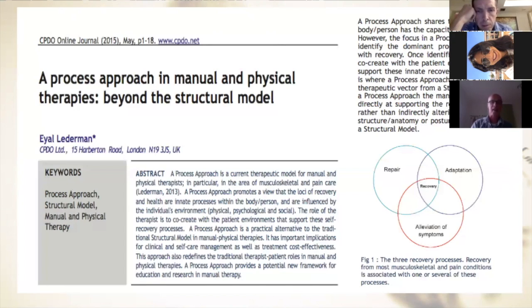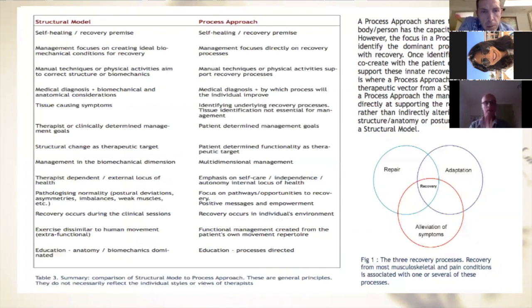I utilize that in the context of my management of patients anyway, but I don't call it the process approach because parts of it are integral to what I've been doing. And here is a comparison for you to look at, in terms of this whole idea of the structural model being self-healing, which is the same as the process approach. But we can get these comparisons, like patient-determined management goals. Well, we're not going to say to a patient, hey, do this exercise and that's it.